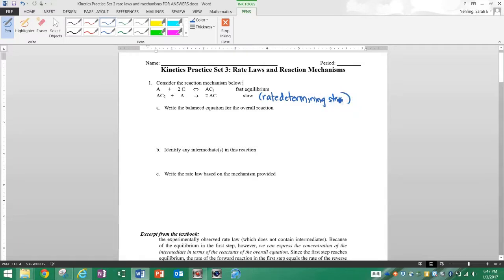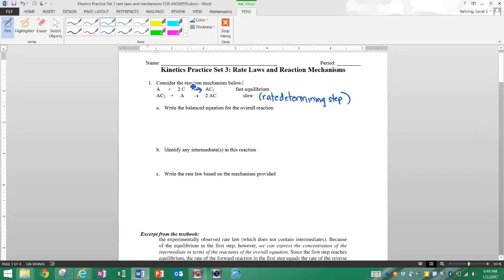So the first thing we want to do is write the balanced equation for the overall reaction. So we're basically adding up these 2 reactions to get an overall reaction. It's kind of like what we do when we add up 2 half reactions in a redox problem to get the overall balanced equation. And if you're wondering how to deal with this weird looking double arrow, you can treat it just like a regular arrow right there.